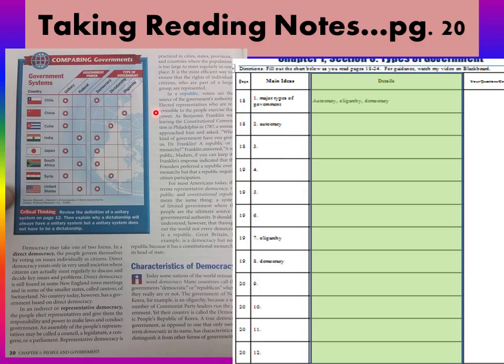As Benjamin Franklin was leaving the Constitutional Convention in Philadelphia in 1787, a woman approached him and asked, "What kind of government have you given us, Dr. Franklin, a republic or a monarchy?" Franklin answered, "A republic, madam, if you can keep it." Franklin's response indicated that the founders preferred a republic over a monarchy, but that a republic requires citizen participation.